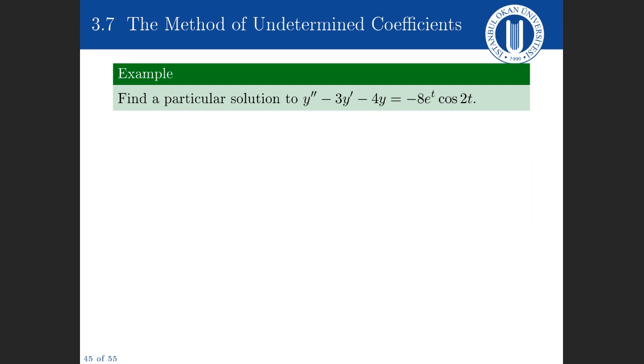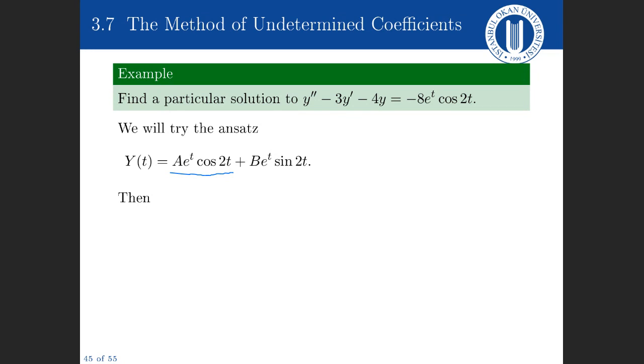Another example. Find a particular solution to y double prime minus 3y prime minus 4y is equal to minus 8 e to the power t cos 2t. Here's our function g(t). It's a number multiplied by e to the power t multiplied by cos 2t. So this is what we're going to make it in our guess. This is our ansatz. We're going to guess that we have a number, e to the power t, cos 2t.